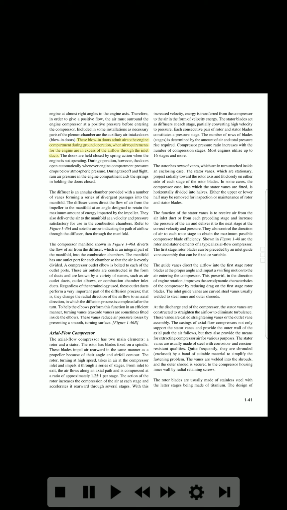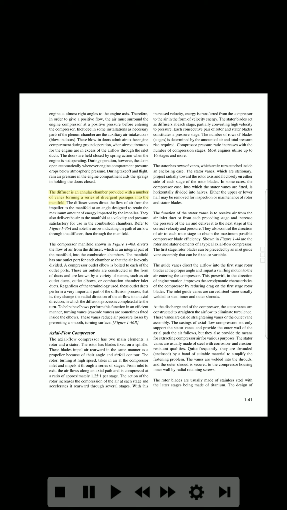When air requirements for the engine are in excess of the airflow through the inlet ducts, the doors are held closed by spring action when the engine is not operating. During operation, however, the doors open automatically whenever engine compartment pressure drops below atmospheric pressure. During takeoff and flight, ram air pressure in the engine compartment aids the springs in holding the doors closed.